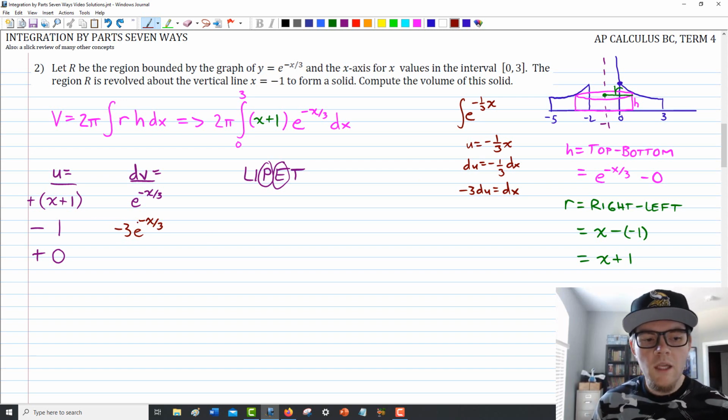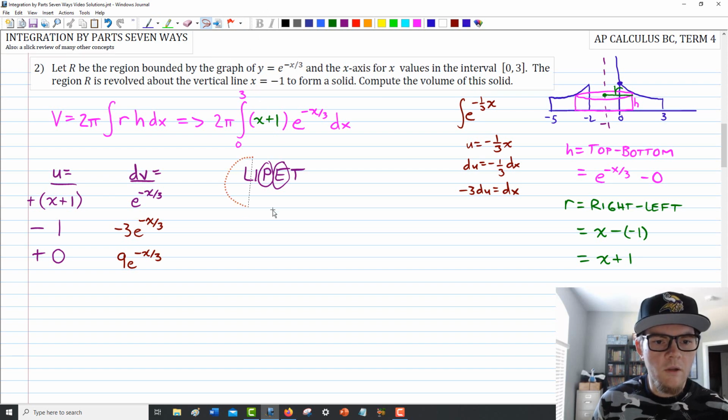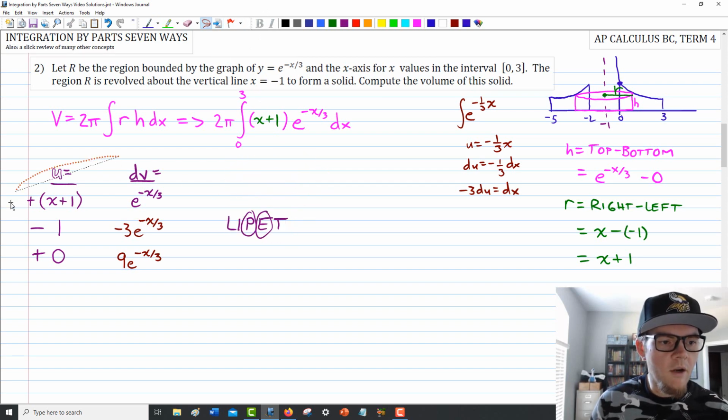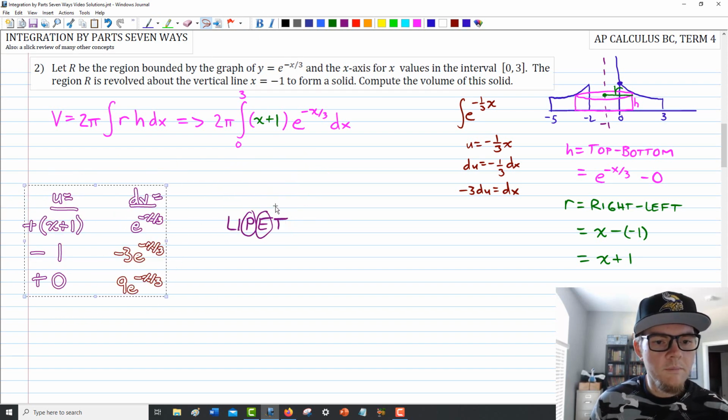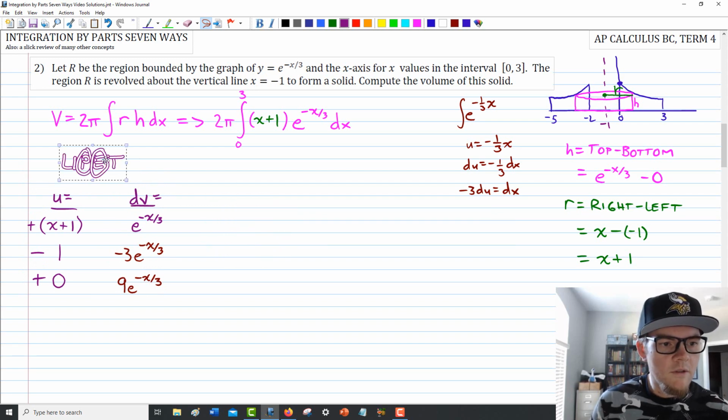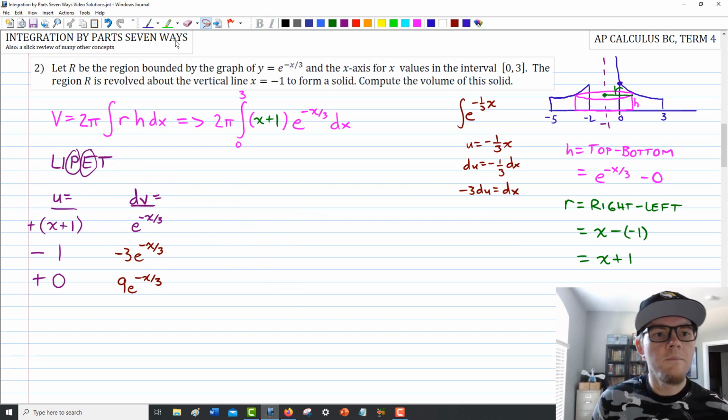And then from here, we'd do it again the same way, which means we'd have another factor of negative 3, which would give us 9e to the negative x over 3. So from here, that gives us all the ingredients that are really necessary for us. I'm just going to make one little move here. I'm going to move LIPET over so that I have room to work. My apologies. It's clear where our progress was.